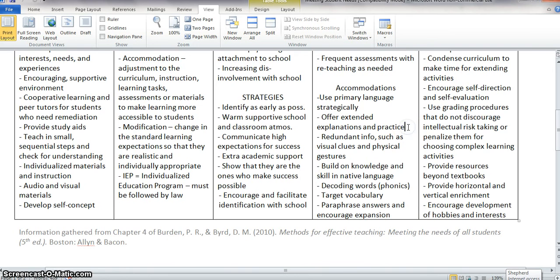You also want to be willing to offer explanations again, to give them longer explanations and to answer their questions, often in a smaller group setting. You want to try to include redundant information. In other words, you're saying things again, and not only do you say it, but you also show it, and you've also provided it in writing. Even our physical gestures, the way we move our hands, the way we point to things, the way we act things out, can help a student who's working really hard to understand our English make sense and know that they're on the right track.